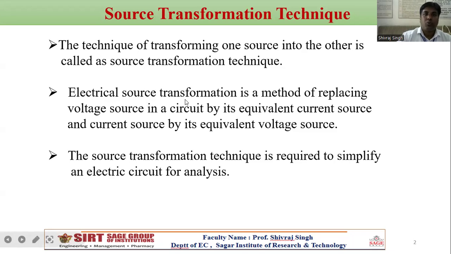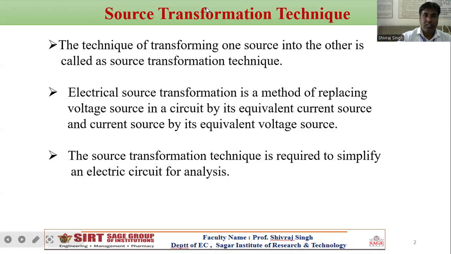Source transformation is a method of replacing a voltage source in a circuit by its equivalent current source, or a current source by an equivalent voltage source. Basically, the source transformation technique is used to simplify the electrical circuit for analysis purposes. That means if we want to find the response of the system across any element, then for simplicity, we can use the source transformation method in which we can convert one source to another source.